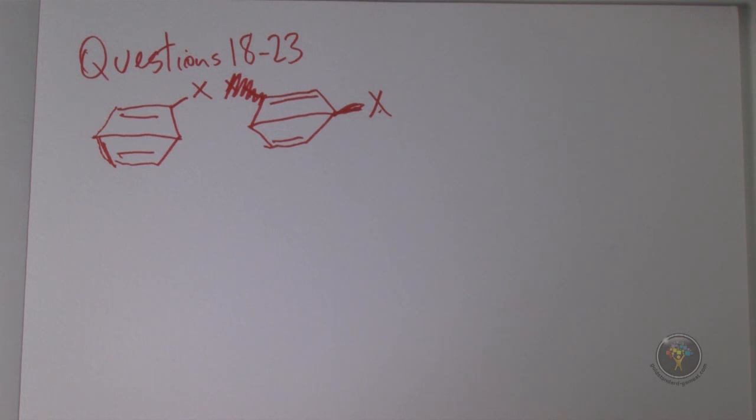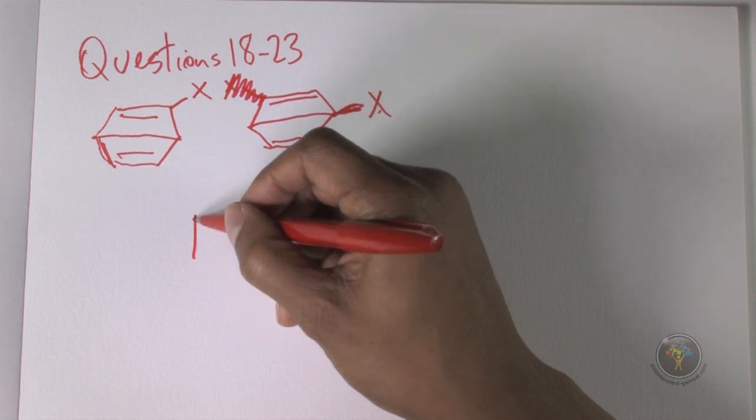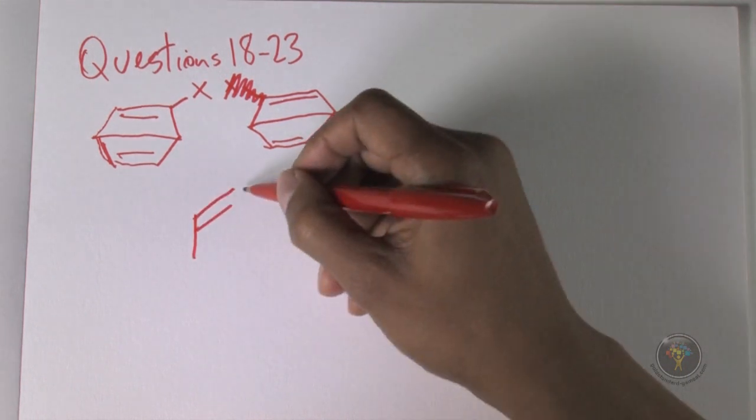So question 18, consider structures 2 and 3. How many different mono-substituted isomers, so we're going to replace hydrogen for whatever, iodine, can be produced from them? So now looking at the structure, it goes something like this.